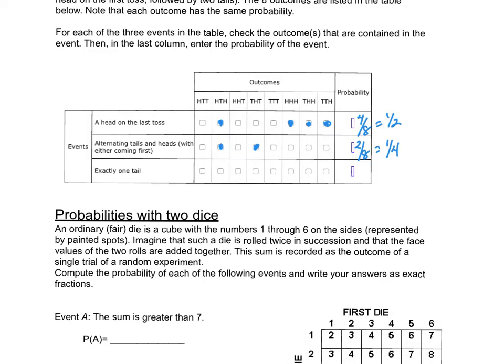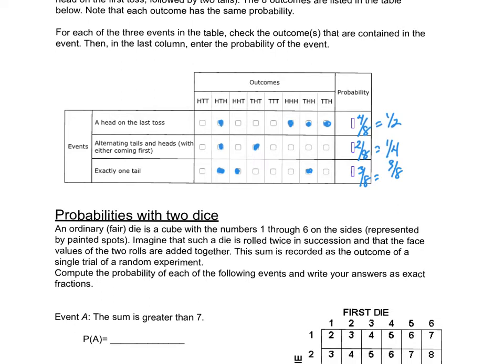Then for this one, exactly 1 tail. Well, to have 1 tail, you've got to have 2 heads, right? But it doesn't say where. This is 1 tail. This is 1 tail, exactly 1. This is 1. 3 out of 8. And that's 3 out of 8. Can't be reduced. That's what you're going to do on the charts. You're looking at the case where you've got all the options presented to you and you choose the correct option.